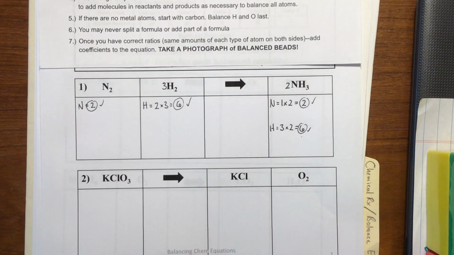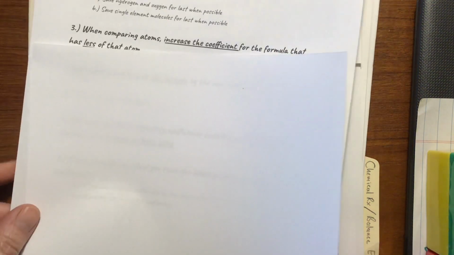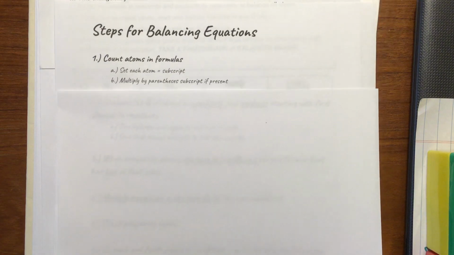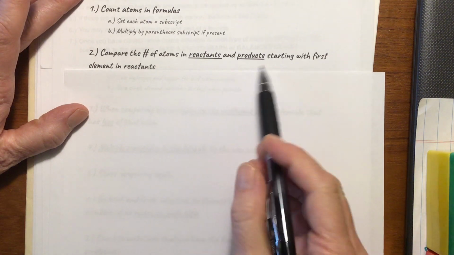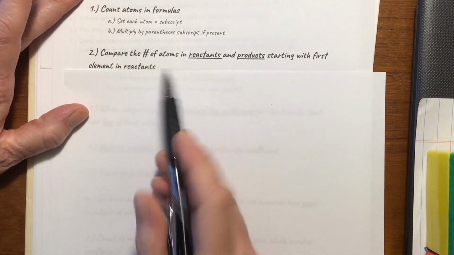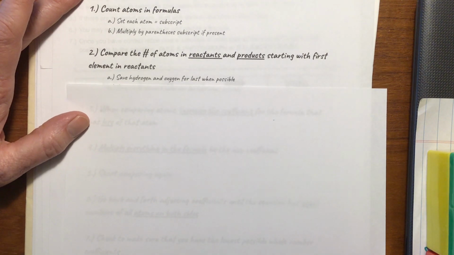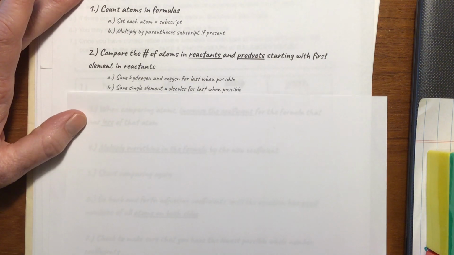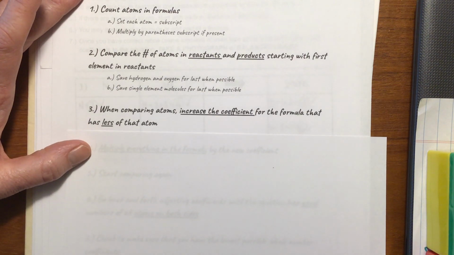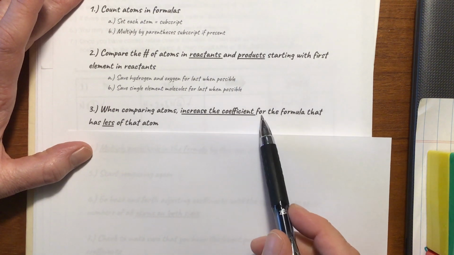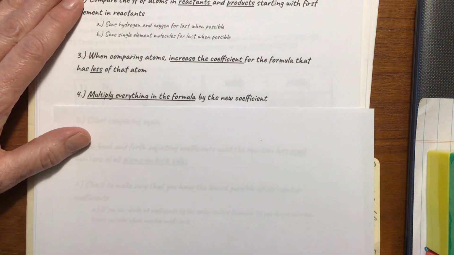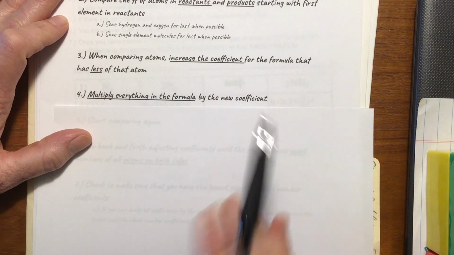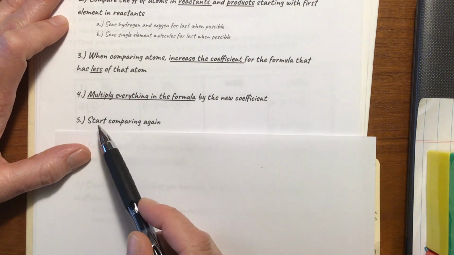Okay, so then to review the steps that we went through, we counted the atoms in the formulas, and I'm going to post these steps online. We compared the number of atoms in reactants and products, starting with the first element in the reactants. If we had hydrogen and oxygen, which we did have hydrogen, we would save that for later, and also save single element molecules for last when possible. When comparing atoms, increase the coefficient for the formula that has less of that atom. Multiply everything in the formula by the new coefficient, and then start comparing again.